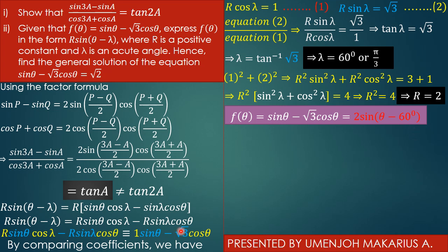You're correct. Great. There are some questions that will specify that you give your answers in radians. In that case, you use pi over 3.